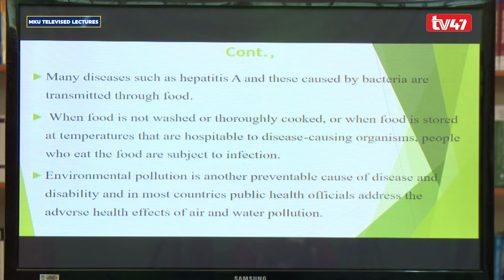We continue by saying that when food is not washed or thoroughly cooked, or when food is stored at temperatures that are hospitable to disease-causing organisms, people who eat the food are subjected to infection. So this is also very important for public health.